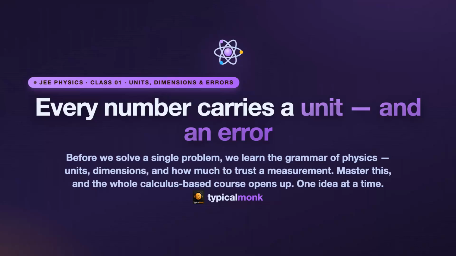Now this is class 1, and we begin with something so simple that most students rush past it and then lose easy marks for the rest of their lives. Every number in physics carries two hidden companions, a unit and an error. 9.8 means nothing until you say meters per second squared. And no measurement is ever exact. Every ruler, every clock, every instrument tells a small honest lie.